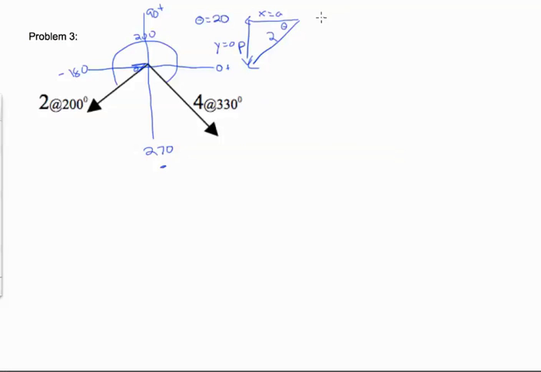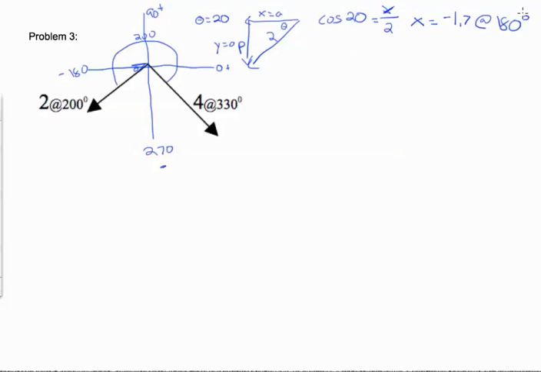So we can solve for our x using cosine. Cosine of 20 equals adjacent over hypotenuse. So our x is equal to 1.9. And if we look at the direction, it's pointing towards 180, which makes it negative 1.9 at 180 degrees.